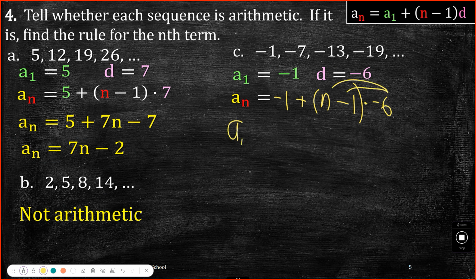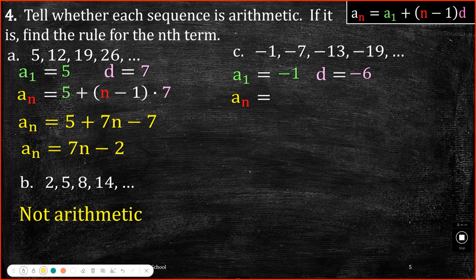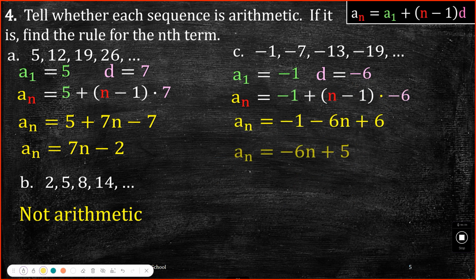Distribute. A sub n equals negative 1 minus 6n plus 6. Let's put that negative 6n first. What's negative 1 plus 6? 5. Positive 5. And that should be okay again. Because negative 6 times, let's test 1. Negative 6 times 1 is negative 6, plus 5 is negative 1. Let's go to D.